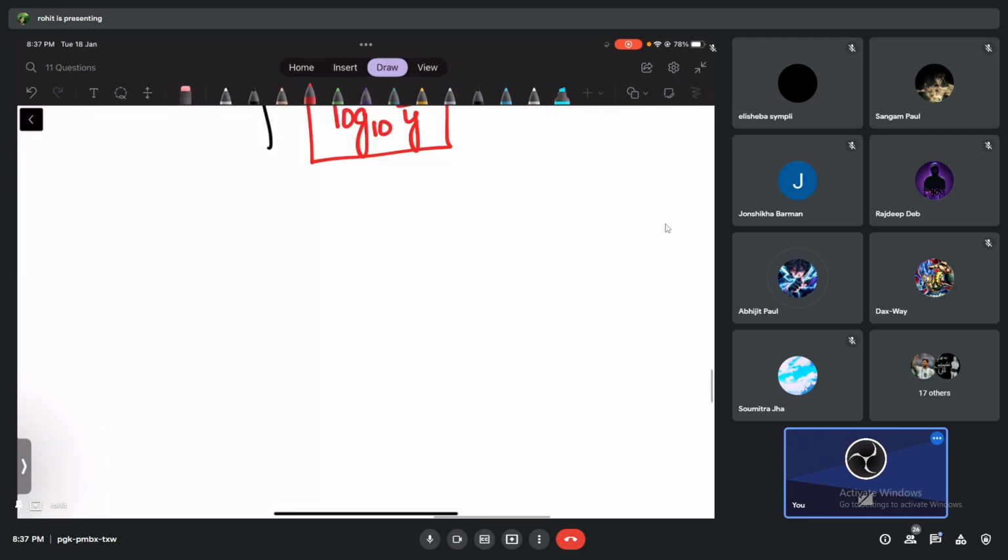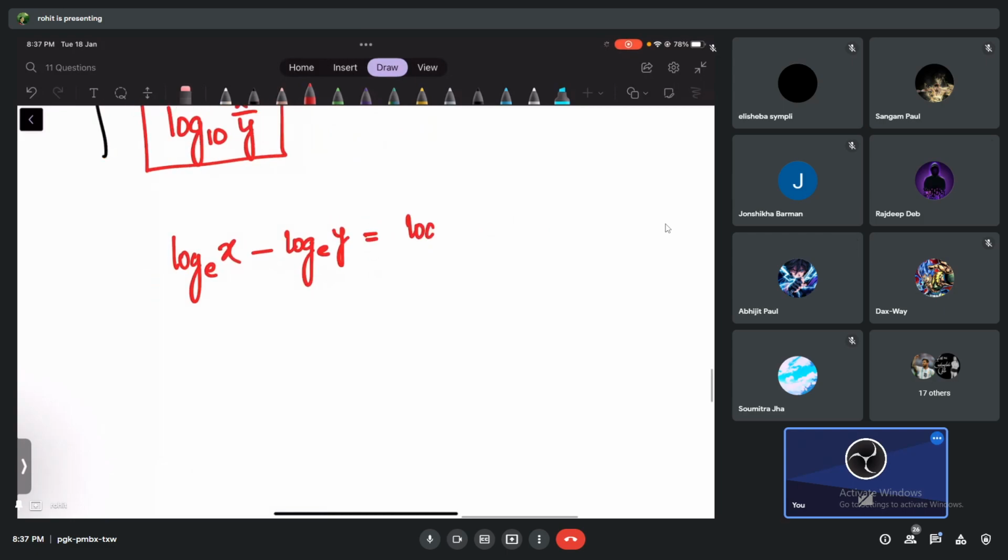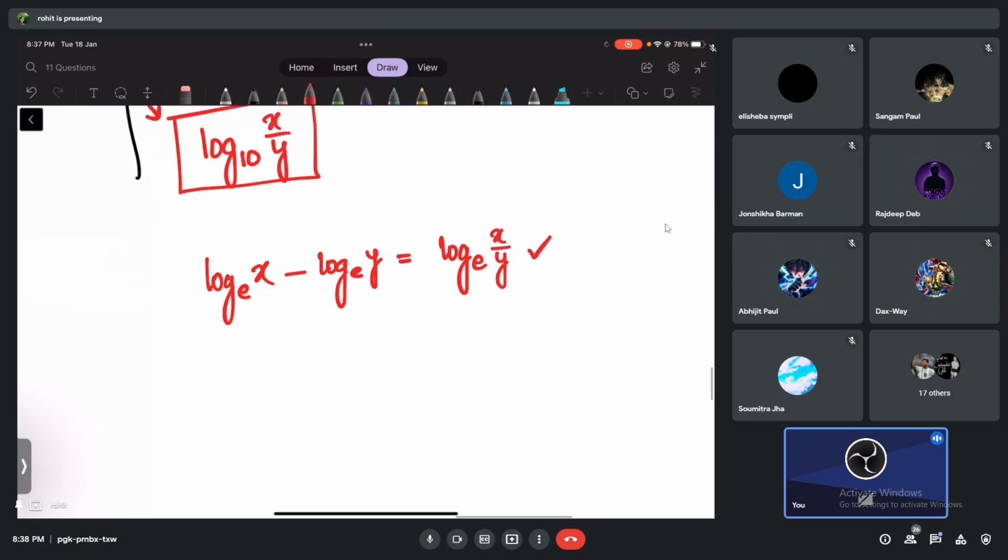Okay, I'll show you again. If I have log to the base e x, and I have minus log to the base e y, what is the next step, guys? How can I simplify? I can write log to the base e, x by y. Yeah, this is what I can do with log functions. So that is what I'm going to do right now.